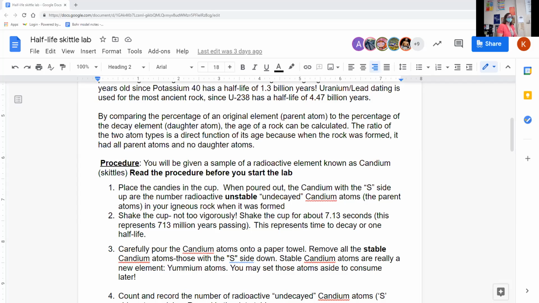All right, so now take only the S ones and put them back in your cup. The rest of them are stable and can be set aside. So take only the S ones, shake them up, dump them, and count how many S's are left. And keep doing that until all of your S's have disappeared. Only take the S's, shake those, see what you get.